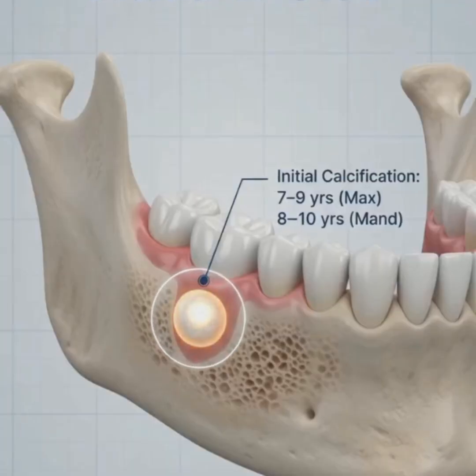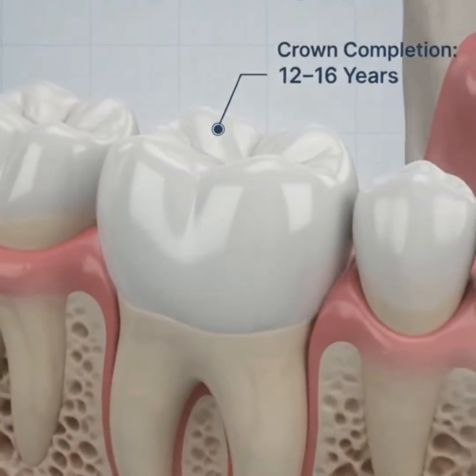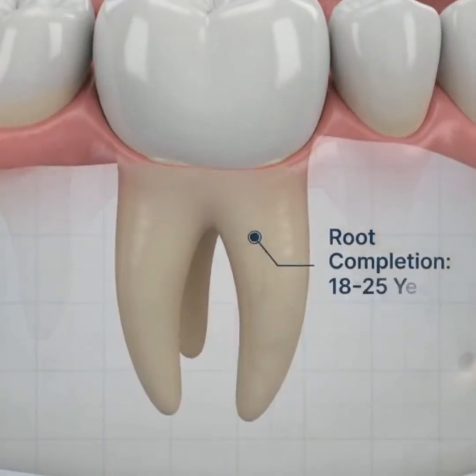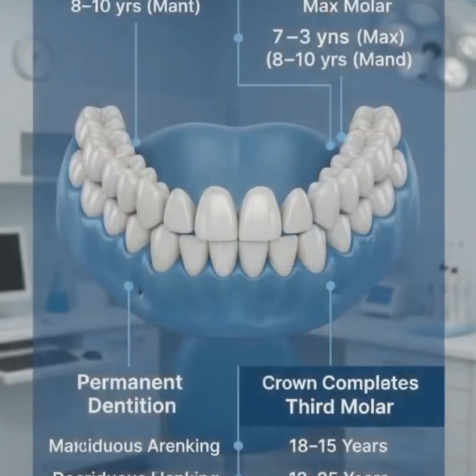Third molar calcification begins. The crown completes by 16 years. Eruption occurs by 21. Roots fully complete by 25.